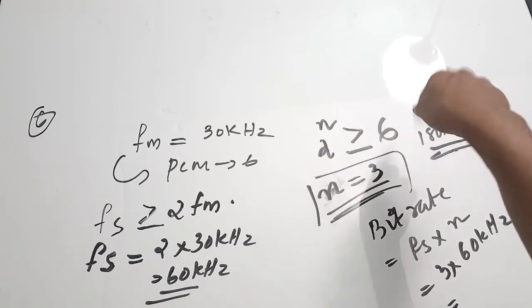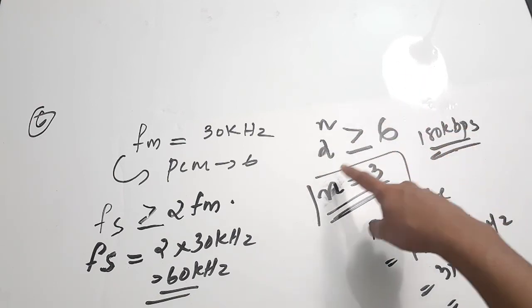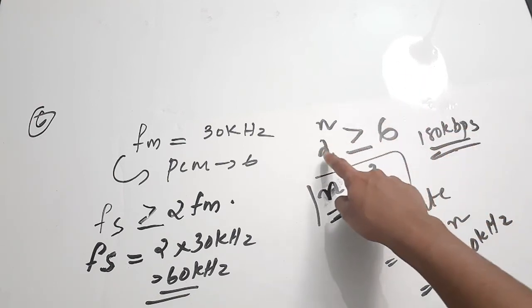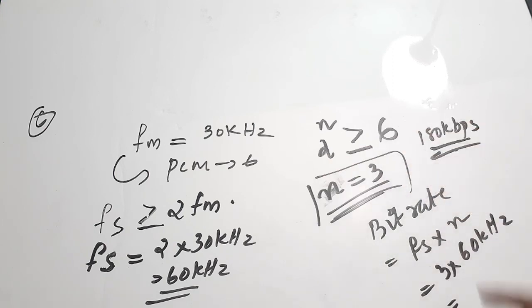Again, you have to keep this in mind. Quantizing level should satisfy 2 raised to n greater than or equal to the quantizing levels, which is 6 for a 6 level PCM. So, n is equal to 3. From that we get a total of 180 kilobits per second as the bit rate. The correct answer here is option D.